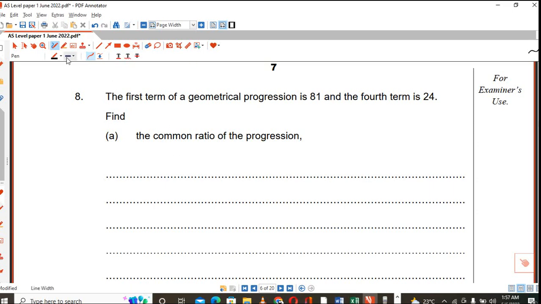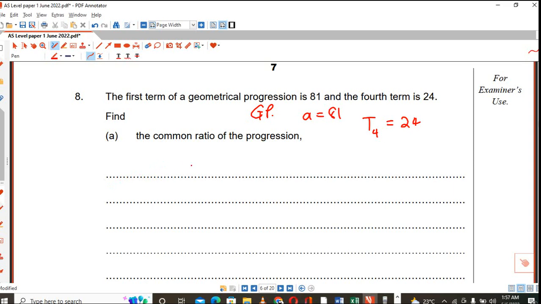Right, question 8 then. It says the first term of a GP, so you know it's a GP. The first term is 81. The fourth term is 24. So you're supposed to find the common ratio of the progression. It's very straightforward. Let's use that 24.